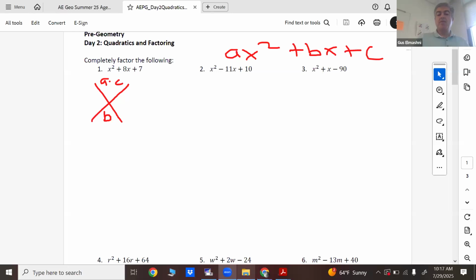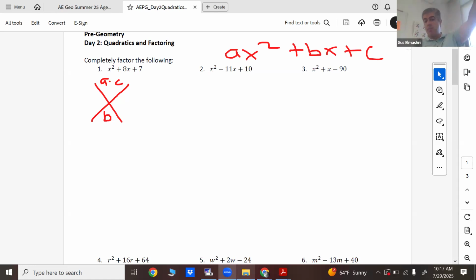Now we're recording. So again, when we want to factor, we figure out what A and C are, and B. We do A times C up top, B down below, and generally a quadratic expression is written as AX squared plus BX plus C. So for number 1, if you don't see a number in front of X squared, what do you assume it is? 1. And what's B? 8. And what's C? 7.